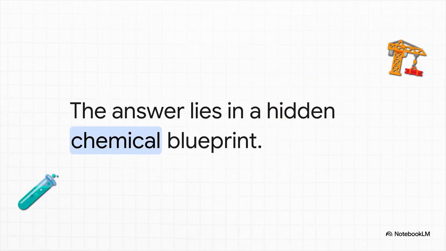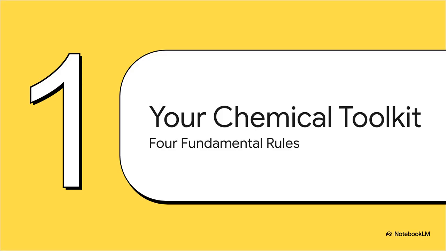You see, everything is governed by this kind of hidden chemical blueprint. It's a fundamental set of rules that dictates exactly how materials are going to behave and interact with each other. And understanding this blueprint, that's the real key to modern engineering. That's what we're going to unpack right now. So, to really use this blueprint, we need to get familiar with its 4 essential tools. Think of this as your chemical toolkit. Once you master these, you can predict and pretty much control the world at a molecular level.